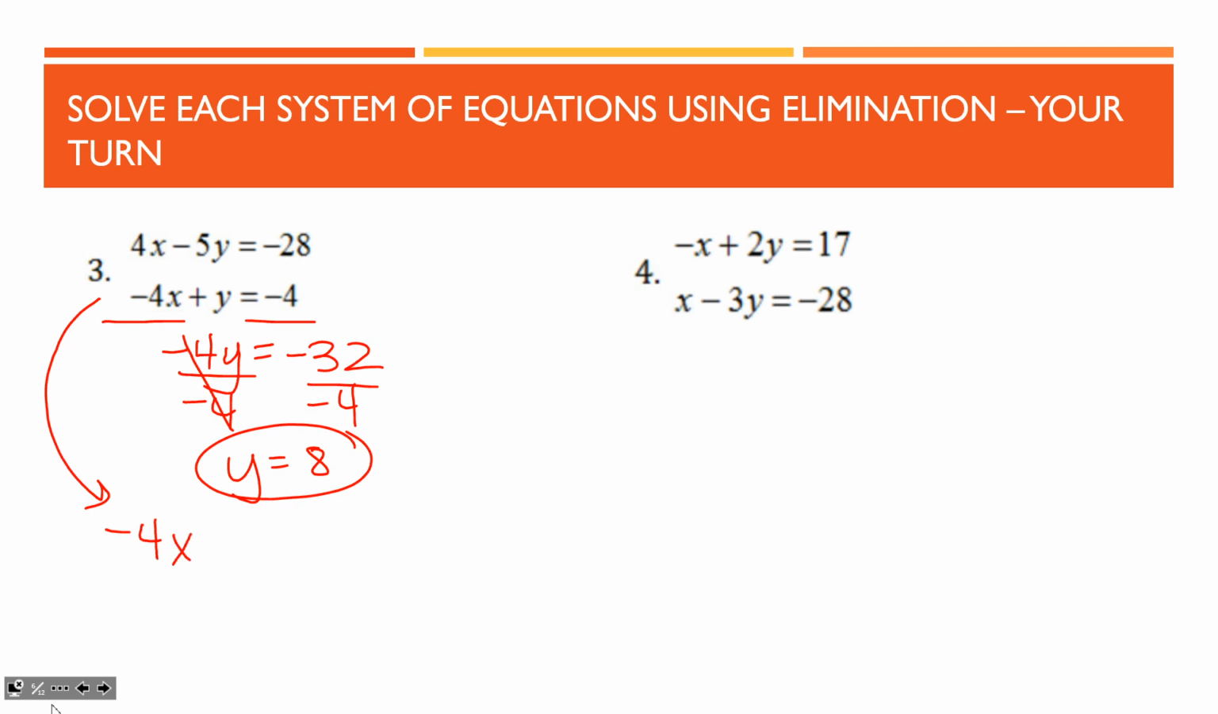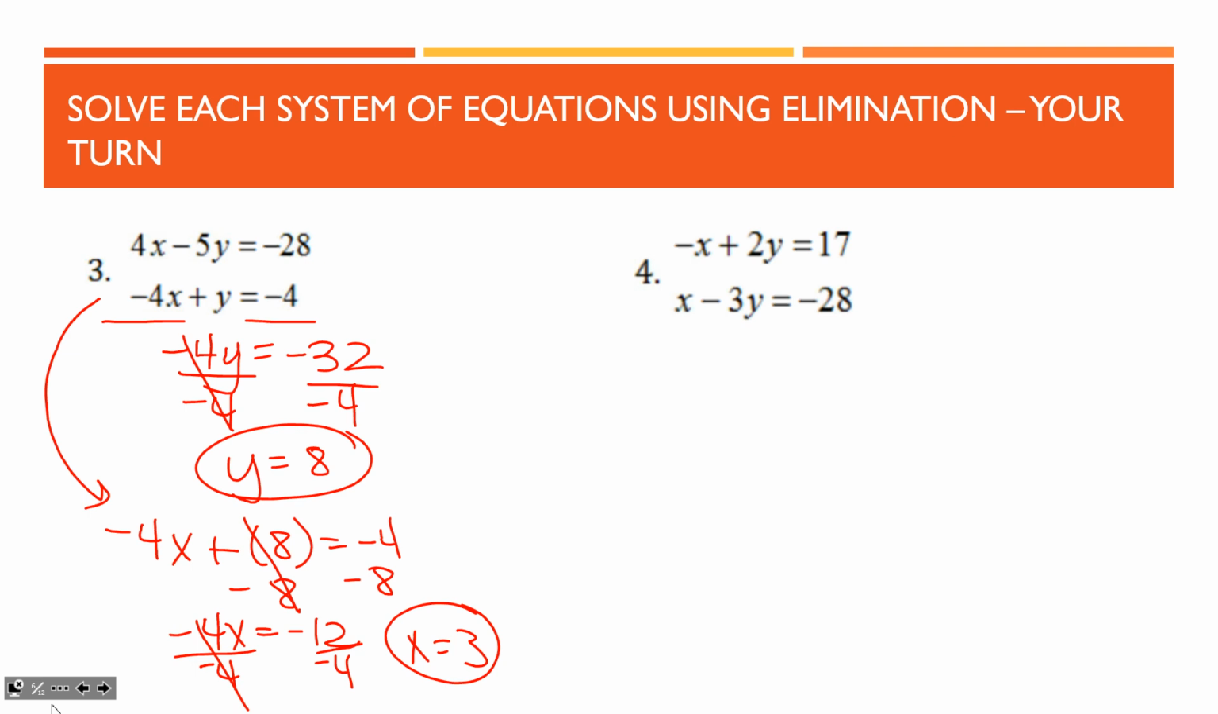Negative 4x plus 8 equals negative 4. So to solve for x, I'm going to subtract 8 from both sides. This cancels. I have negative 4x equals negative 4 minus 8, which is negative 12. And then to get x by itself, I divide both sides by negative 4. So x is equal to positive 3. So my solution, again, where these two lines would intersect, they would intersect at that point.